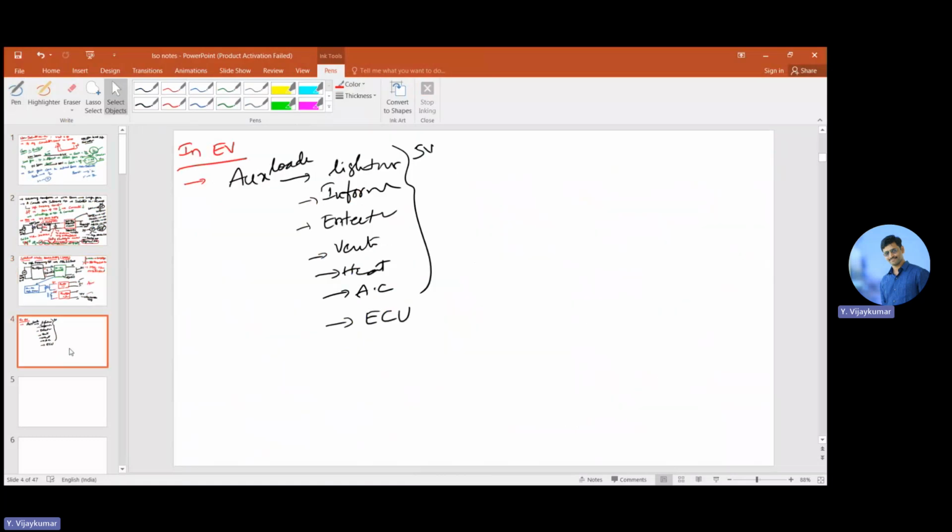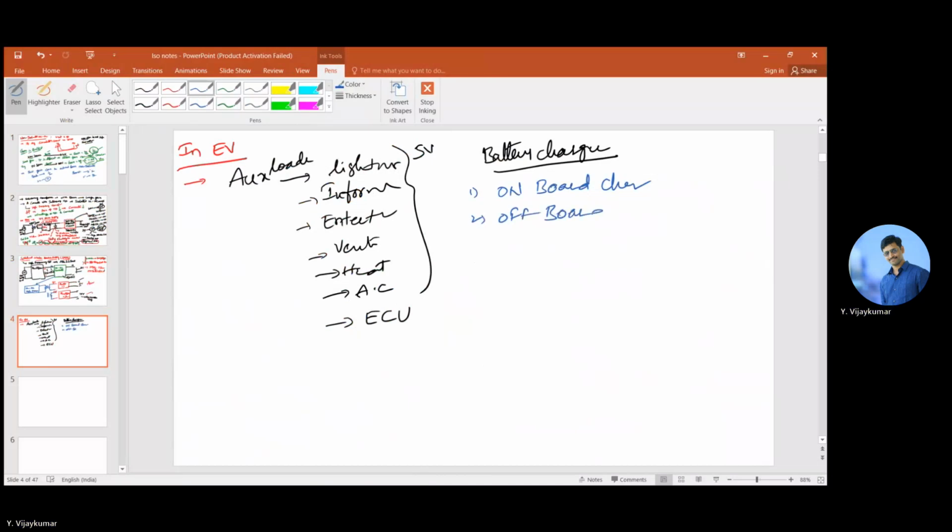Okay, and if you talk about the battery chargers here in electric vehicles, we have different types of battery chargers. One is onboard chargers. The next one is off-board chargers, and the third one is wireless chargers.